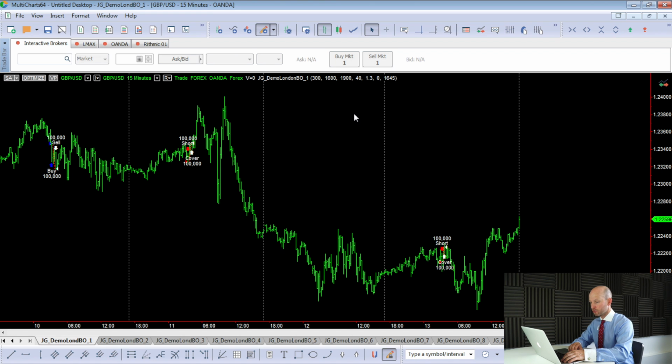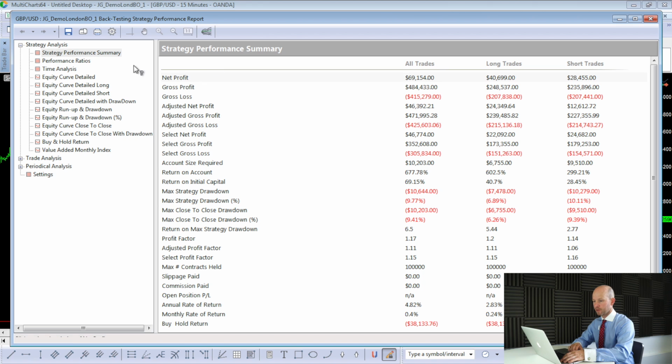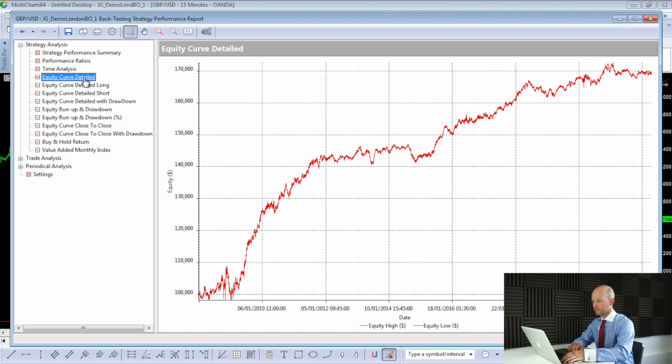We're exiting the trades at the end of the session, or actually at 16:45, which is just 15 minutes before the end of the session. And if the trade order hasn't been triggered, so the entry order hasn't been triggered, we're going to cancel it an hour before the session ends. So looking at the performance report, it's making $69,000. There's the equity curve, which is a nice equity curve. This is showing that this strategy or this idea has a consistent edge.